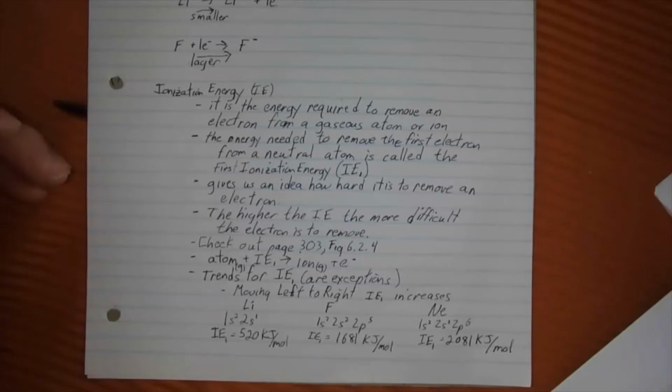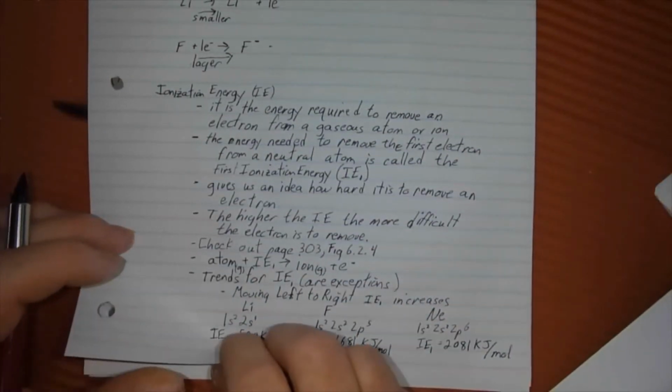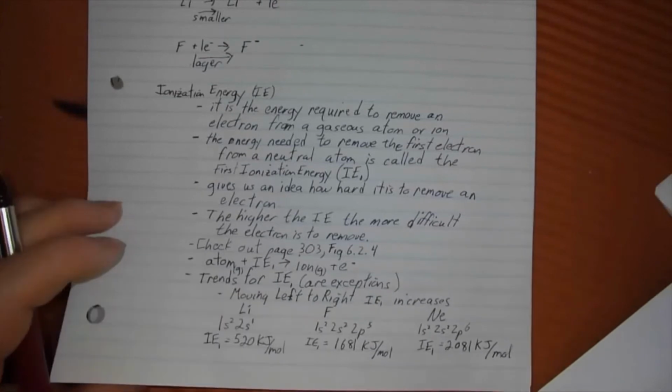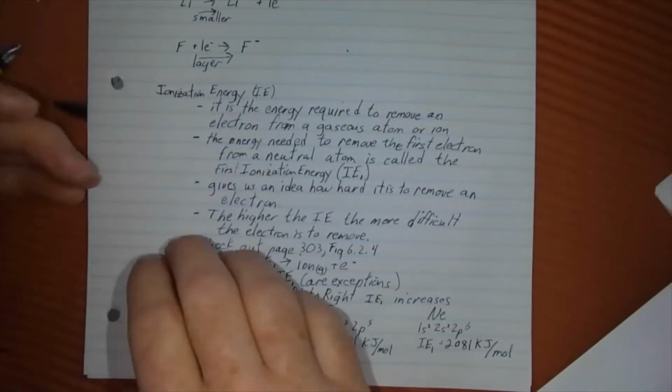So as you see, as we go across, it tends to increase. The more electrons you have, the closer it gets to an octet, the easier it is. So as we go down the periodic table, this is going to be continued on the other side.